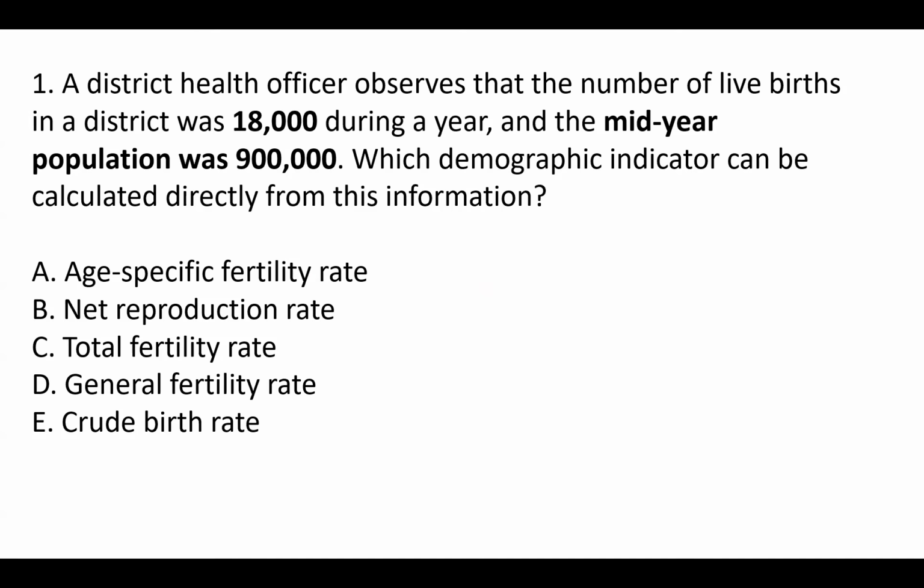So for that, we have the first MCQ. A district health officer observes that the number of live births in the district was 18,000 during a year, and the median population was 900,000. Which demographic indicator can be calculated directly from this information? Age-specific fertility rate, net reproduction rate, total fertility rate, general fertility rate, or crude birth rate? E, yes, E is the answer.